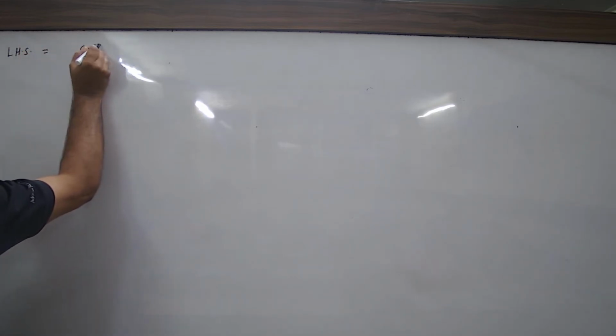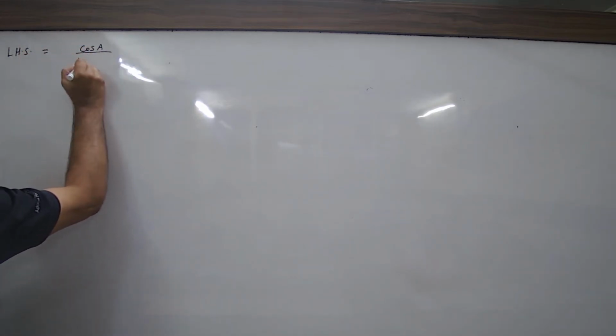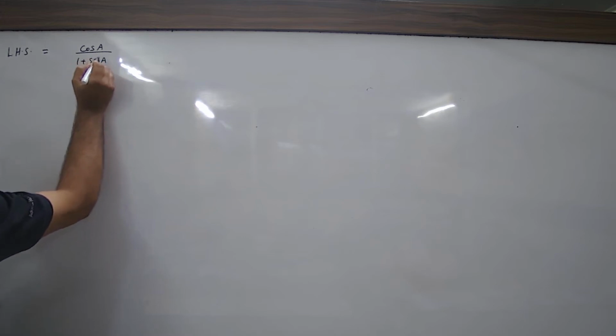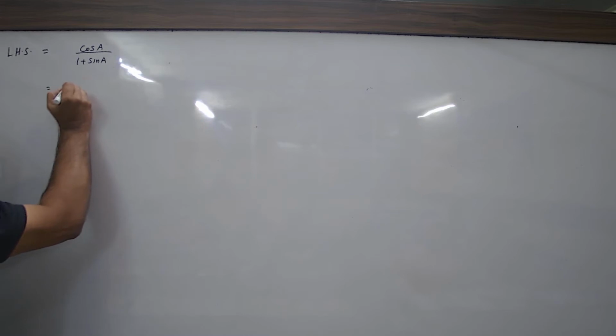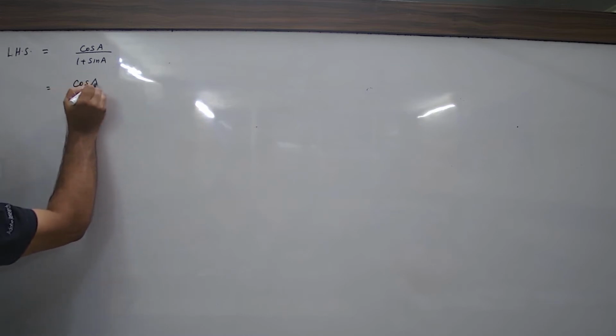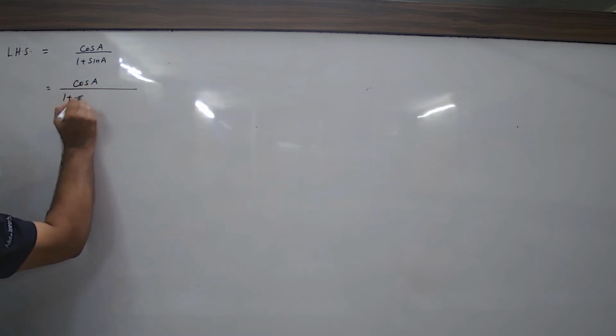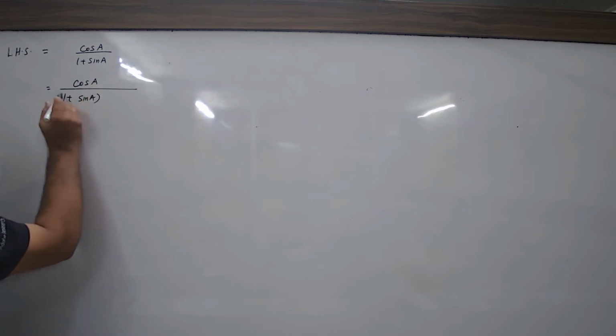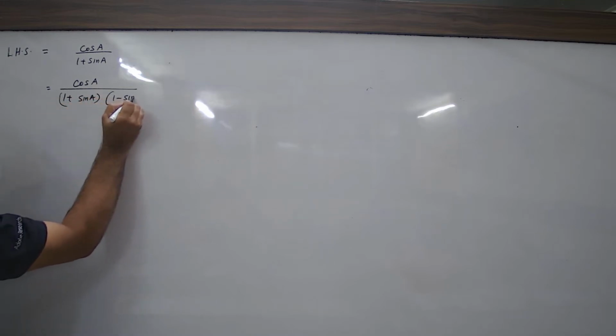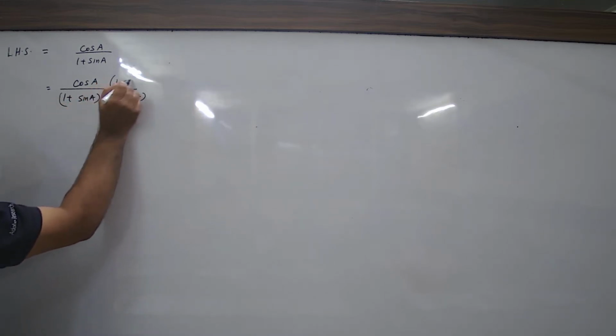Cos A upon 1 plus sin A. On the right hand side, I want sec A minus tan A. So I must create a minus in the numerator. So I multiply 1 plus sin A into 1 minus sin A in both numerator and denominator. Okay?